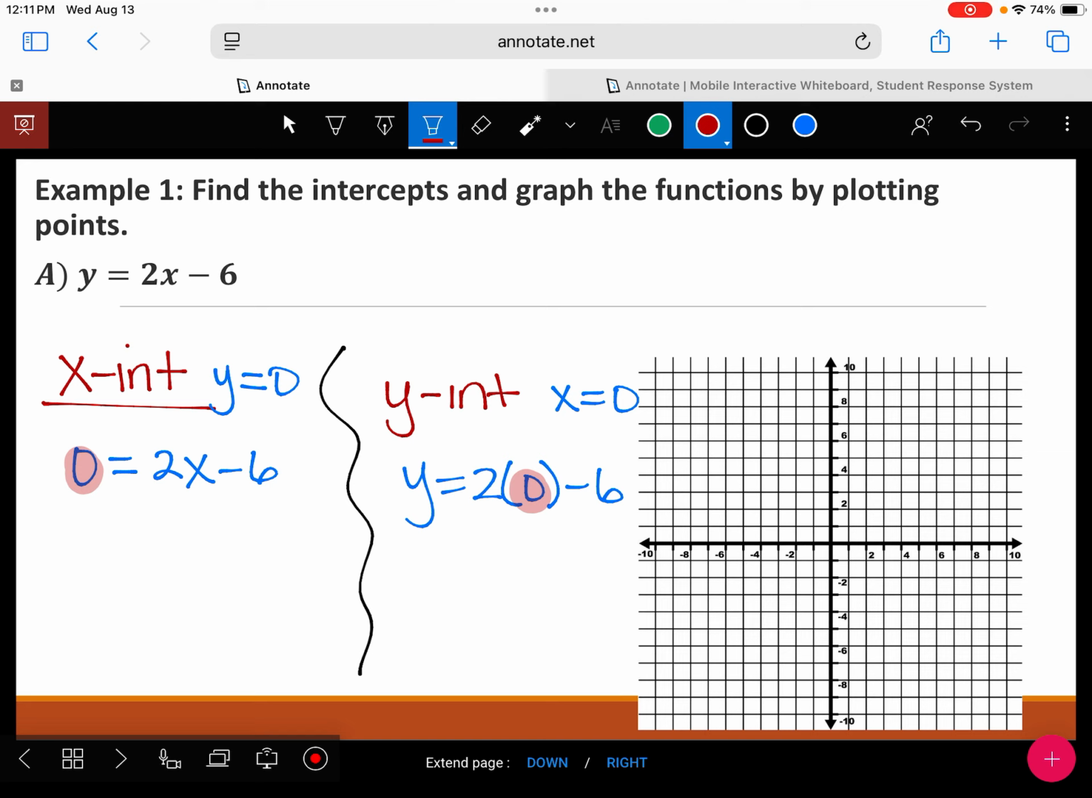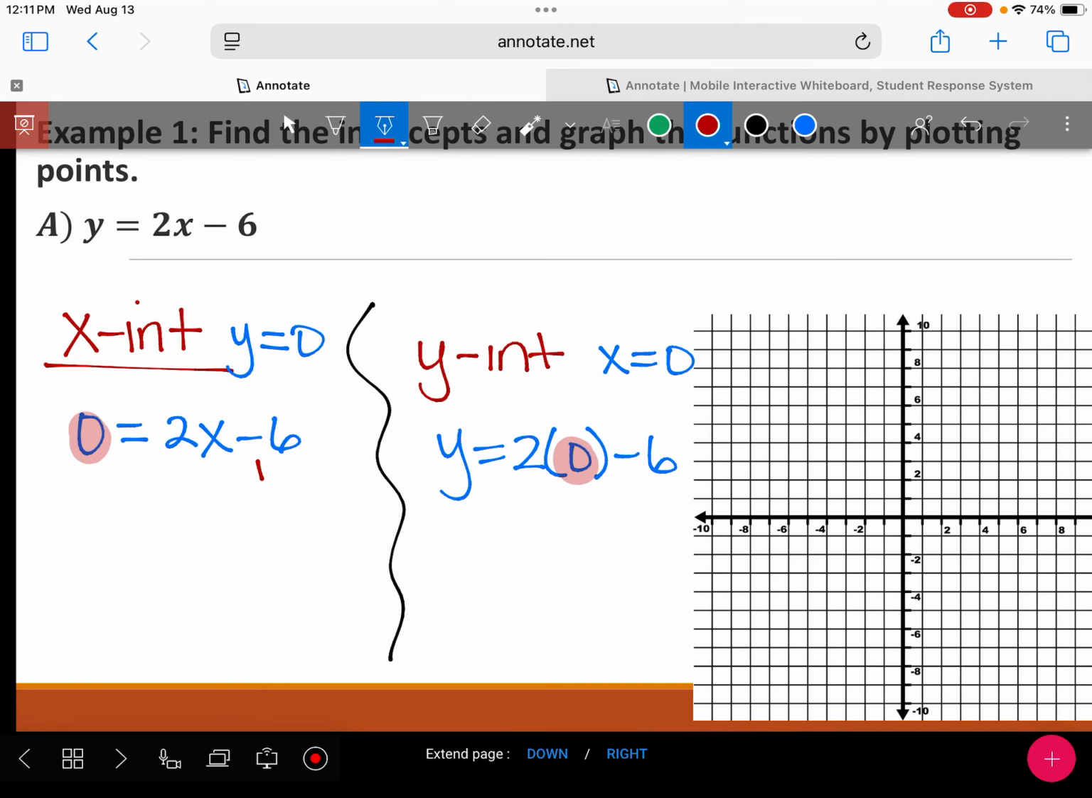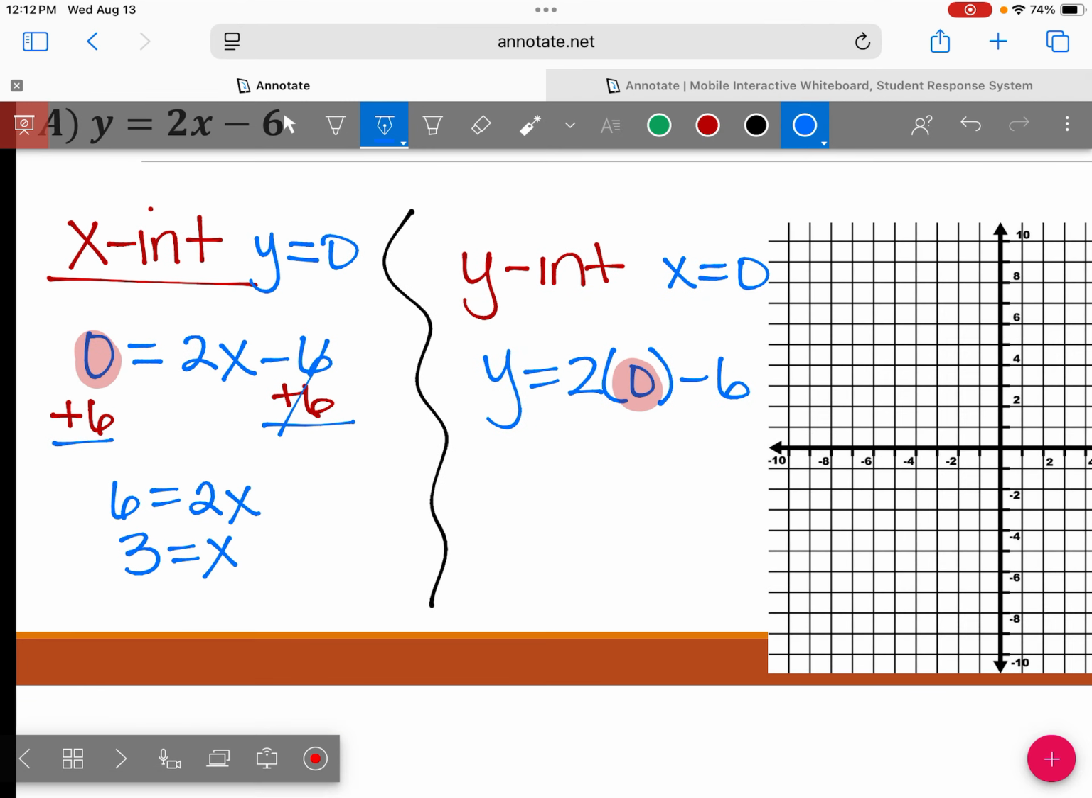So for my first one, to find my x-intercept, I would add the 6. And then I would divide by 2. So if you wrote x equals 3, you would still get credit. You just wouldn't get full credit because you need to write it as an ordered pair. And it does say that on the test, it says write it as an ordered pair. It should be 3, 0. And that's the answer I'm looking for.